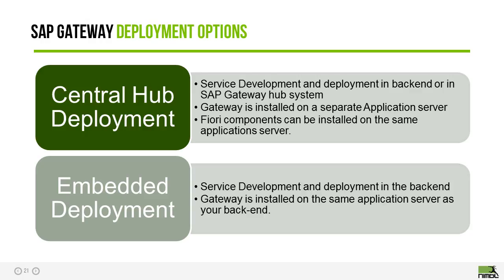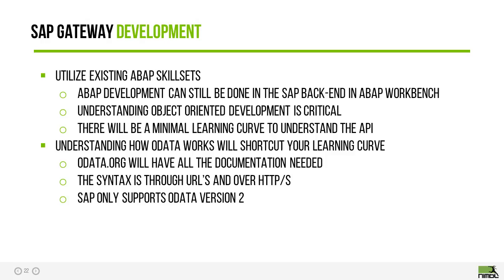The other benefit is that it adds the ability to have multiple backend systems. So if you have more than just ERP, you could connect to CRM or GRC, and you only have one gateway system to consider. With the embedded deployment, everything is done directly in your back-end system. So your front-end system, your back-end system, it's all the same thing. So just to discuss the skill sets that are needed for gateway development, we can utilize our existing ABAP skill sets.